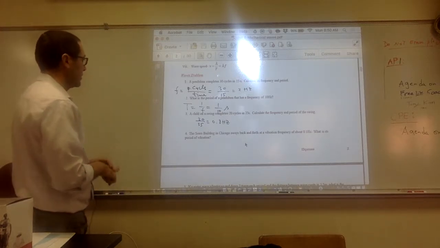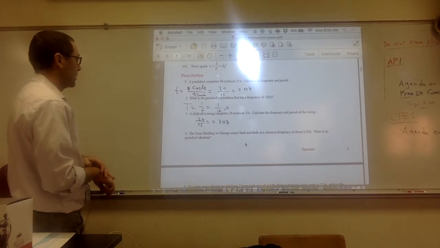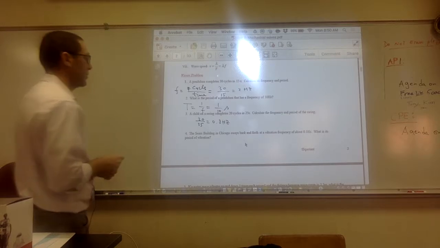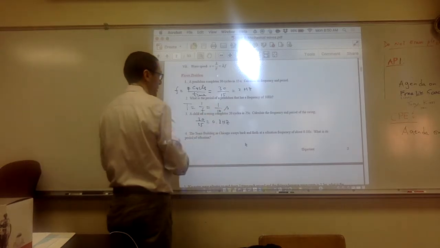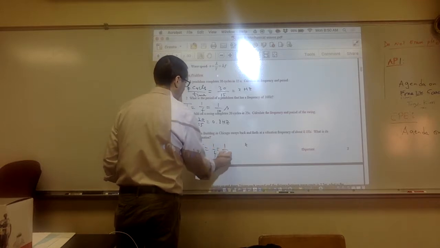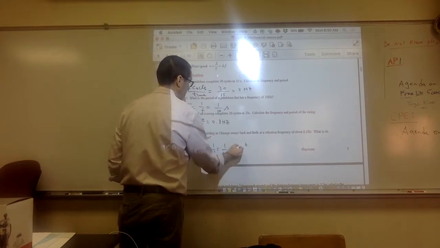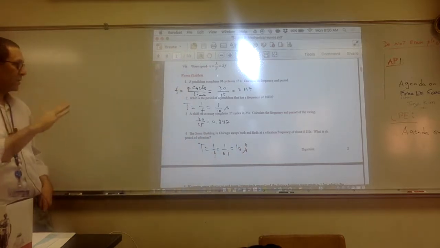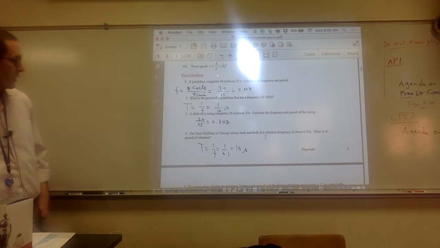In number 4, the Sears building in Chicago sways back and forth at a vibration frequency of 0.1 hertz. What is the period of frequency? Just take the 0.1 and flip it. So that's just going to be 10 seconds. So in 10 seconds, it completes 1 cycle.